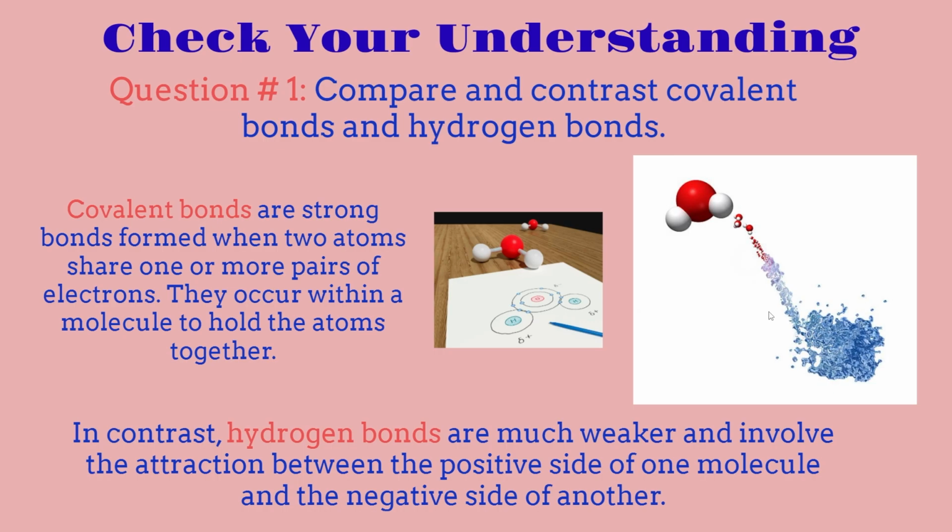So for example, in the case of water, this is one molecule, the red one is the oxygen, and these two white ones are the hydrogens. A hydrogen bond would be where one of these hydrogen atoms touches another molecule's oxygen. So it would be this one hydrogen atom touching this red one from another molecule, and that would be a hydrogen bond. So this is the difference between covalent bonds and hydrogen bonds.